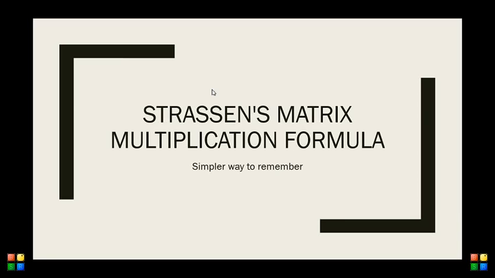Hello everyone. Now I am going to explain Strassen's matrix multiplication formula in a simpler way, so that it will be easier for someone to remember it and reproduce it during an examination or something, because the formula is extremely hard to just see and remember. And if one forgets even a small line, the whole algorithm will go wrong. So let's get started.